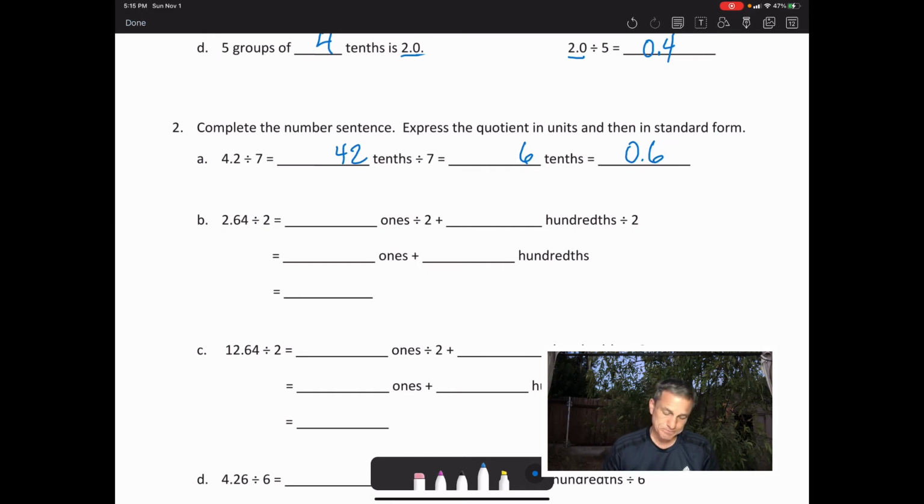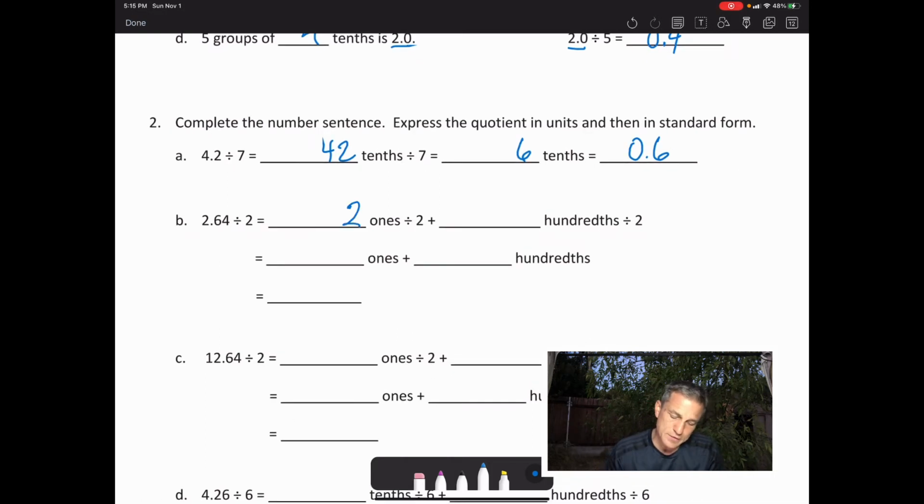In B, we have ones and we also have hundredths. So it looks like we're going to be using the distributive property. And we're going to divide first the ones by 2, and then we're going to divide the hundredths by 2. We have 2 ones divided by 2 plus 64 hundredths divided by 2. And that would equal, let's see, 2 ones divided by 2 is 1, and 64 hundredths divided by 2 is 32 hundredths. We're going to have a quotient of 1 and 32 hundredths.